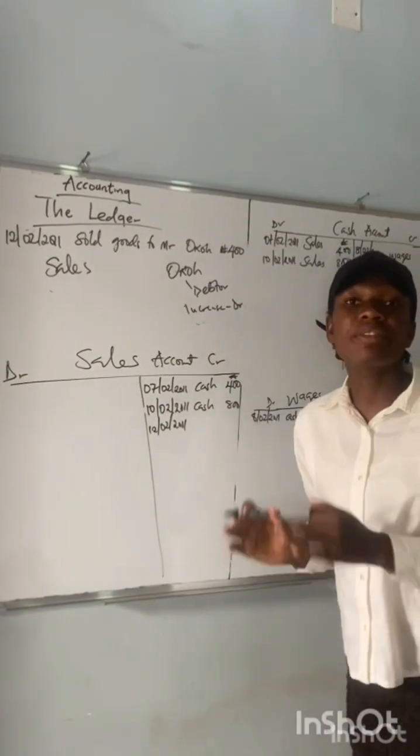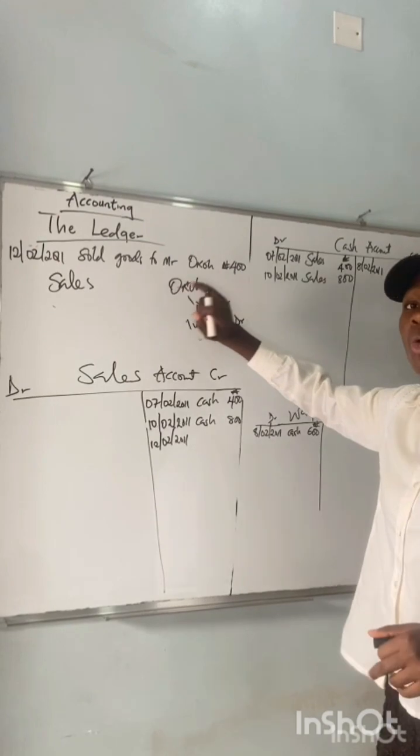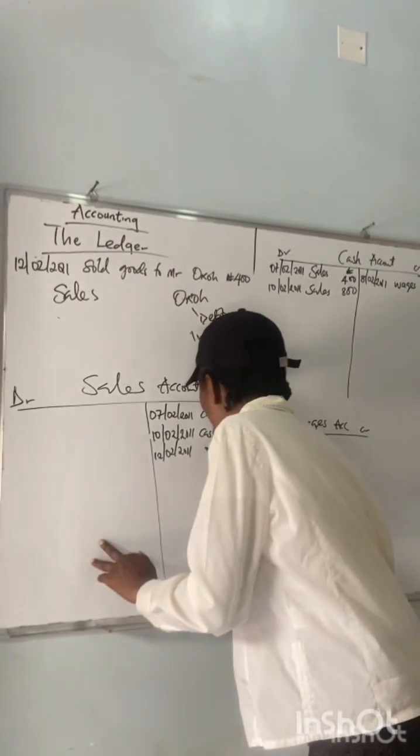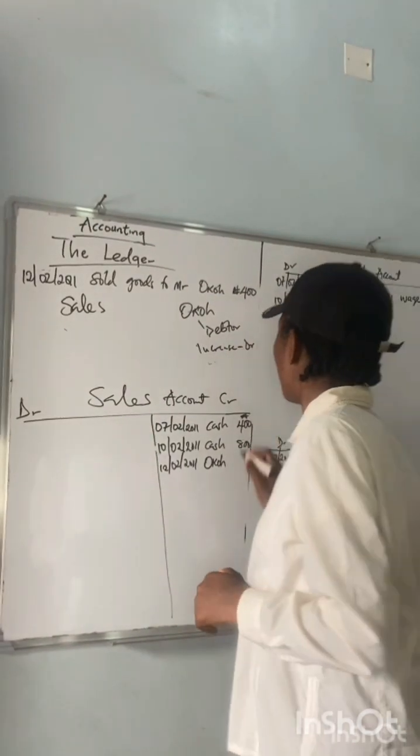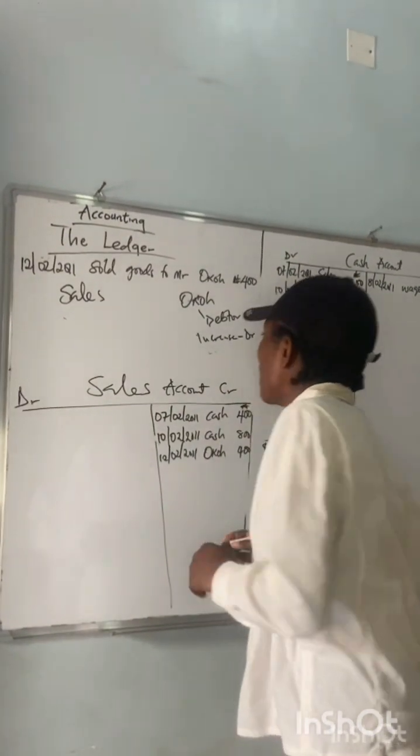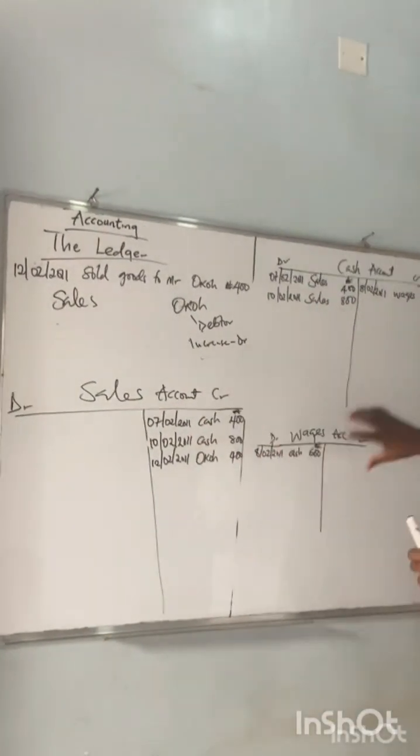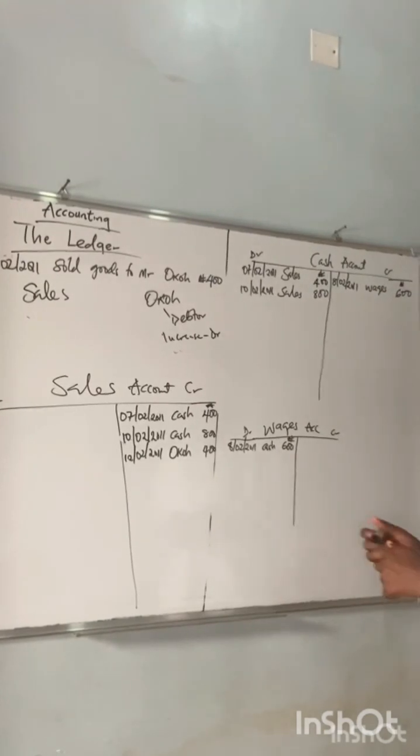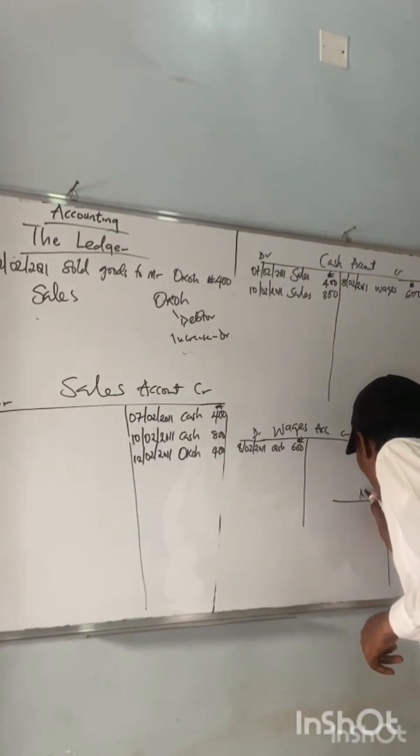Now, we did not receive cash, but we know that our money is with Mr. Oko, who is owing us. So his name will be coming here, Mr. Oko, and the amount is 400 naira. Now we also have to open another account. If you can see the board, there's no Mr. Oko's account here, so we'll be opening an account for Mr. Oko. I'll be using here.